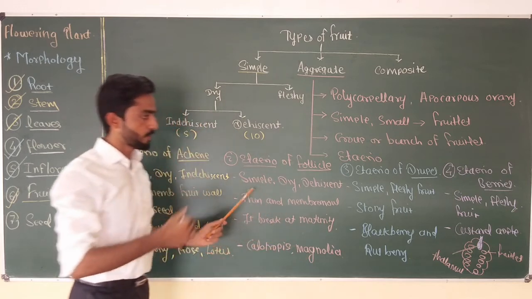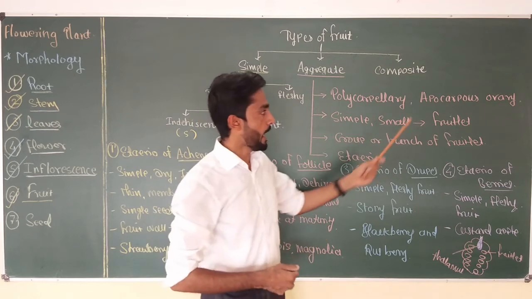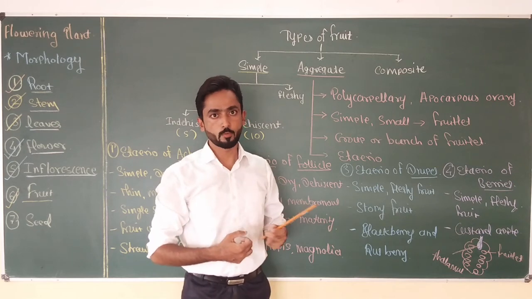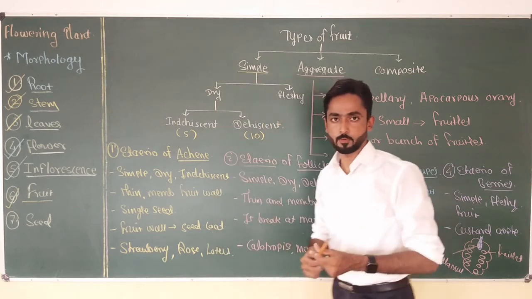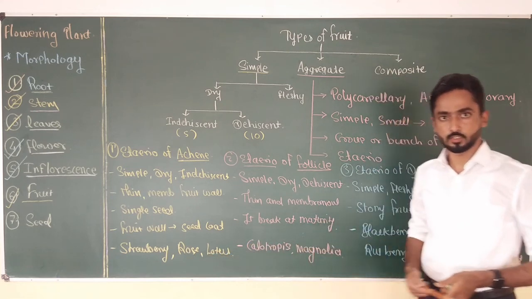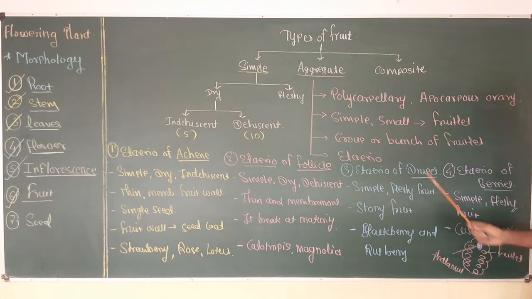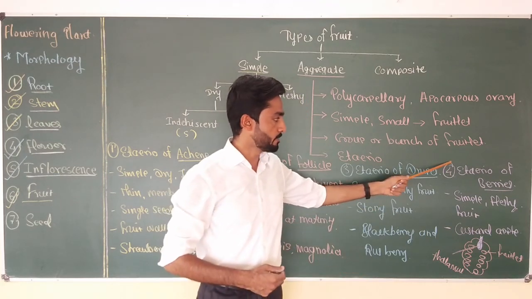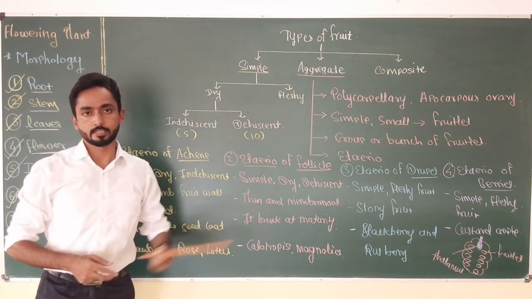Okay, so these are the four important types of aggregate fruit, which are produced from a polycarpellary apocarpous ovary, which after fertilization produces fruitlets. Fruitlets come together to form aggregate type of fruit. It is also called Etaerio, and there are four subtypes of aggregate fruit: Etaerio of achene, examples are strawberry, rose, lotus; then Etaerio of follicle, examples are Calotropis, Magnolia; then Etaerio of drupes, examples are blackberry, raspberry; and the last type is Etaerio of berries, example is custard apple. So this is all about the second type of fruit, that is aggregate fruit.